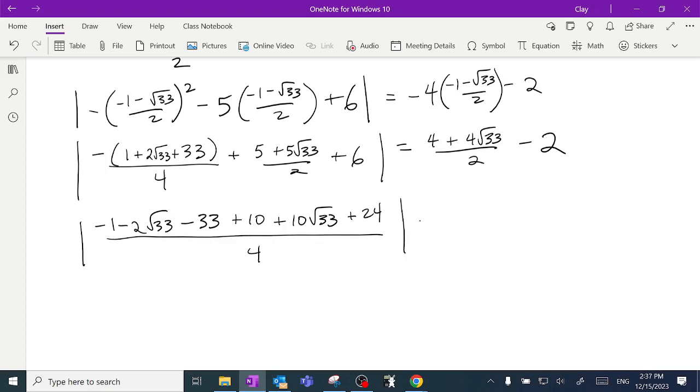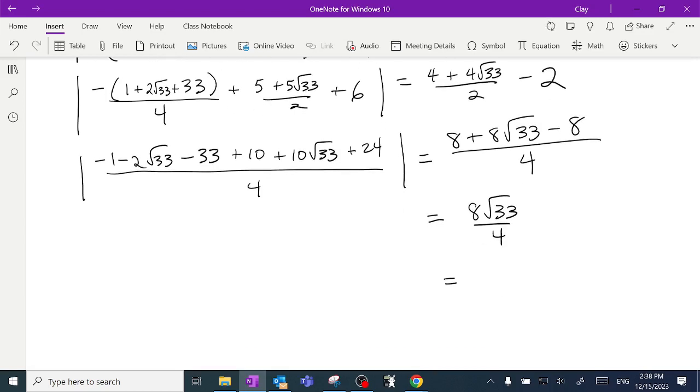And let's do the same thing to the other side. Let's get a common denominator of 4. So this has a 2. So if I times top and bottom by 2, I get this. And this I'd have to times top and bottom by 4. So let's see. 8 minus 8 is nothing. So this is 8 root 33 over 4, which simplifies down to 2 root 33.